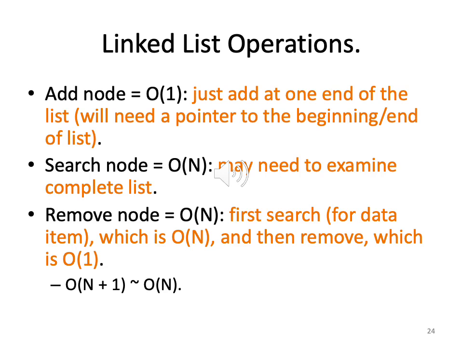Okay. We don't need to examine any other nodes in the list. Now, what about search? If you want to search for a node, of course, this is easy because it's unsorted. In the worst case, we'll need to examine all the elements.